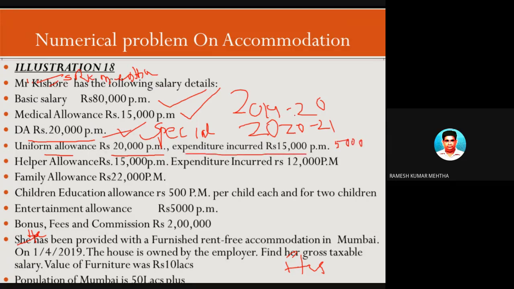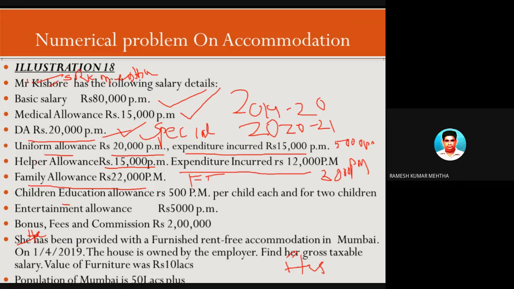Already you know this. Helper allowance: he has been given 15,000 per month for a helper, and out of this the assessee Ramesh Kumar Mehta is spending only 12,000 per month towards the helper. So 15,000 minus 12,000, 3,000 per month, is fully taxable. This is a special allowance. There are 6 special allowances. Family allowance: the rule is fully taxable.